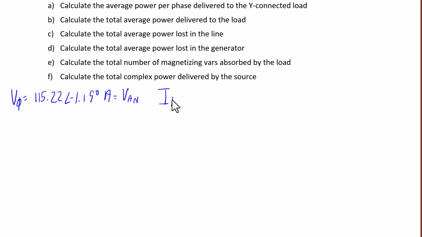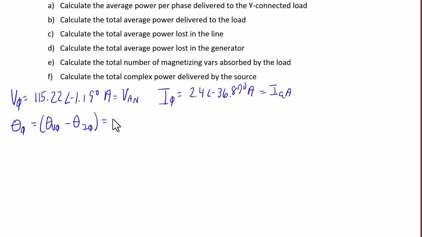And I phase was 2.4 with an angle of negative 36.87 degrees. The units were amps, and this is I, lowercase a, capital A. So now we're going to find the power factor angle. Theta phi is equal to theta V phi minus theta I phi. So the power factor angle is negative 1.19 minus negative 36.87, which equals 35.68 degrees.